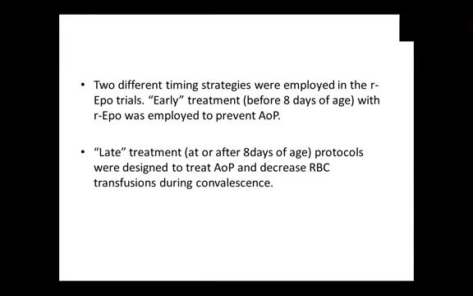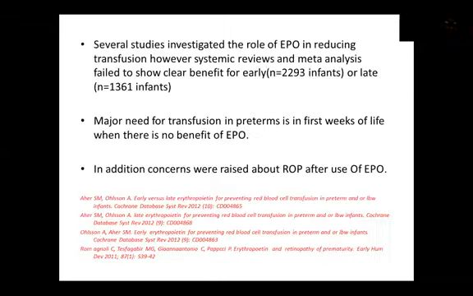There were two timing strategies employed in the erythropoietin trials: early treatment and late treatment. Early treatment, before 8 days of age, was employed to prevent anemia of prematurity, and late treatment after 8 days of age. The protocols were designed to treat anemia of prematurity and decrease PRBC transfusions. Several studies investigated the role of erythropoietin in reducing transfusion. However, systematic reviews and meta-analyses failed to show clear benefit for early or late use.